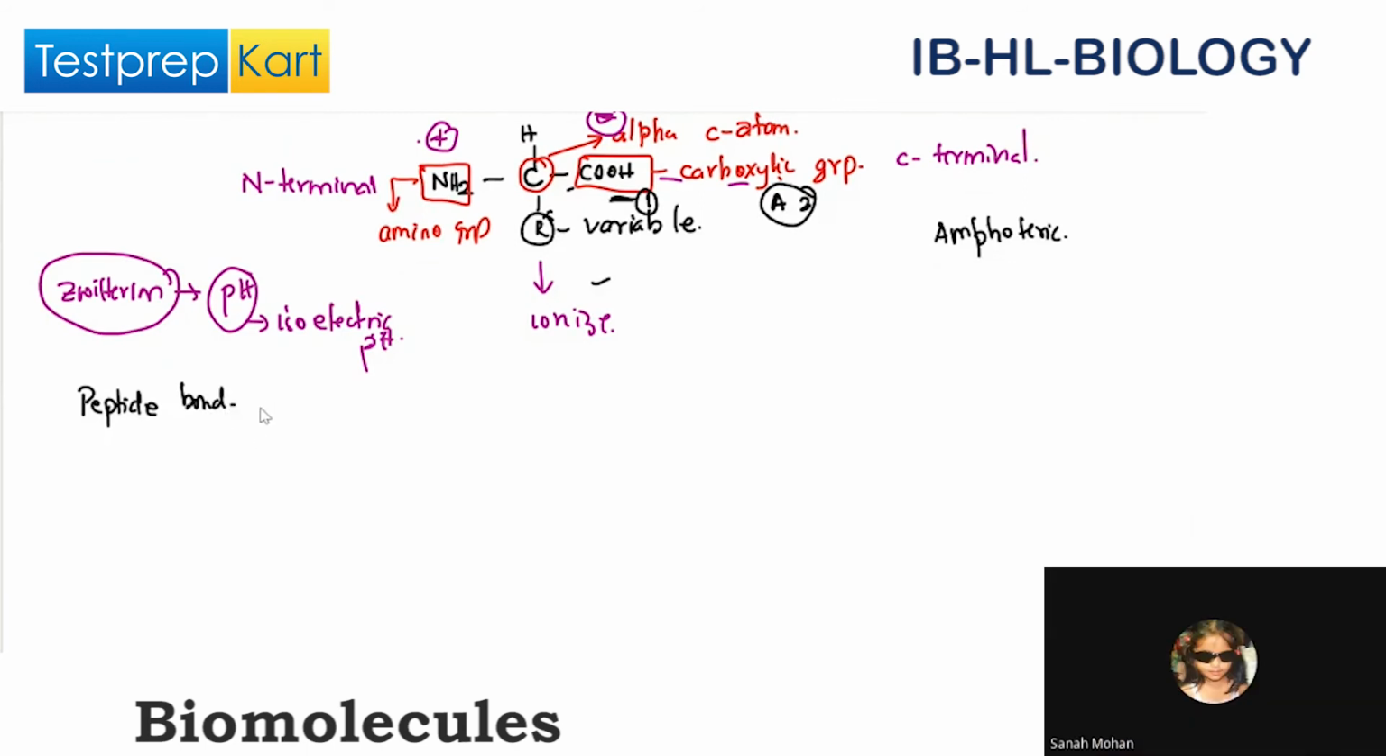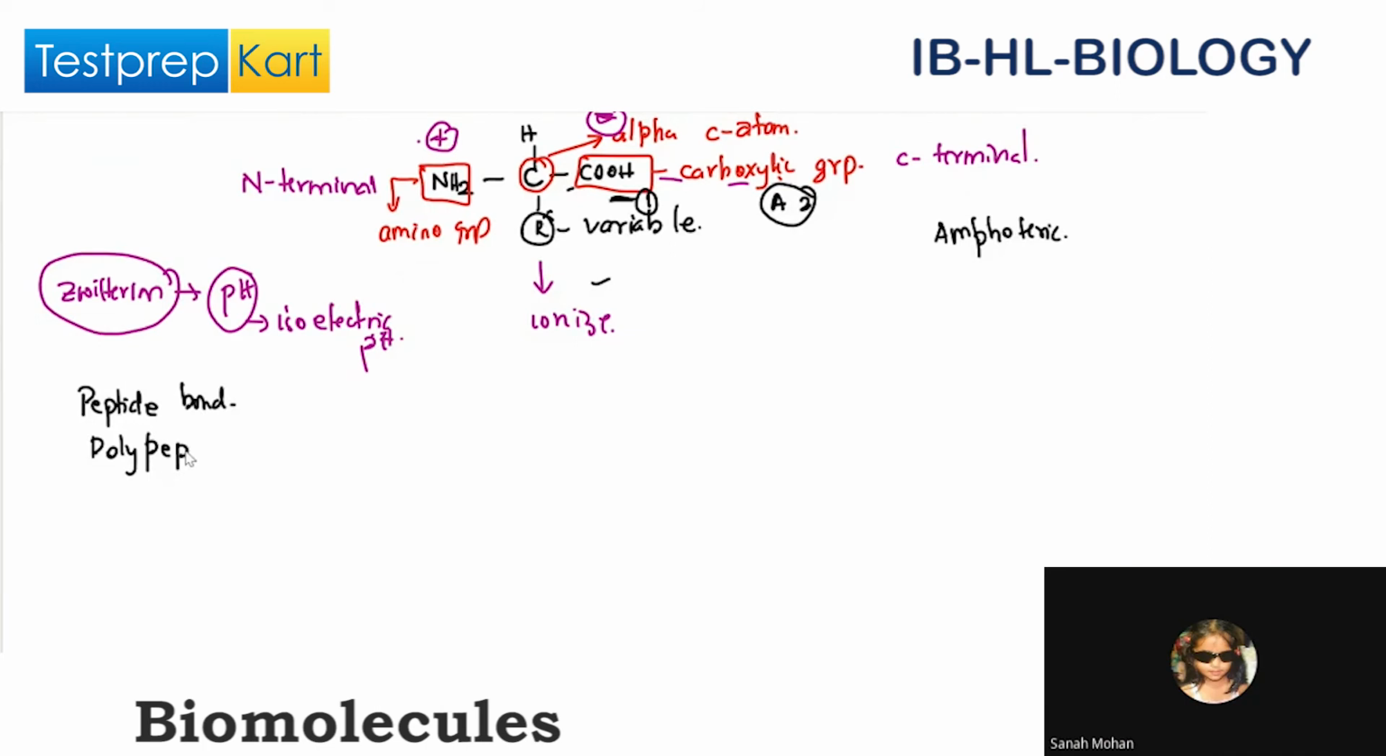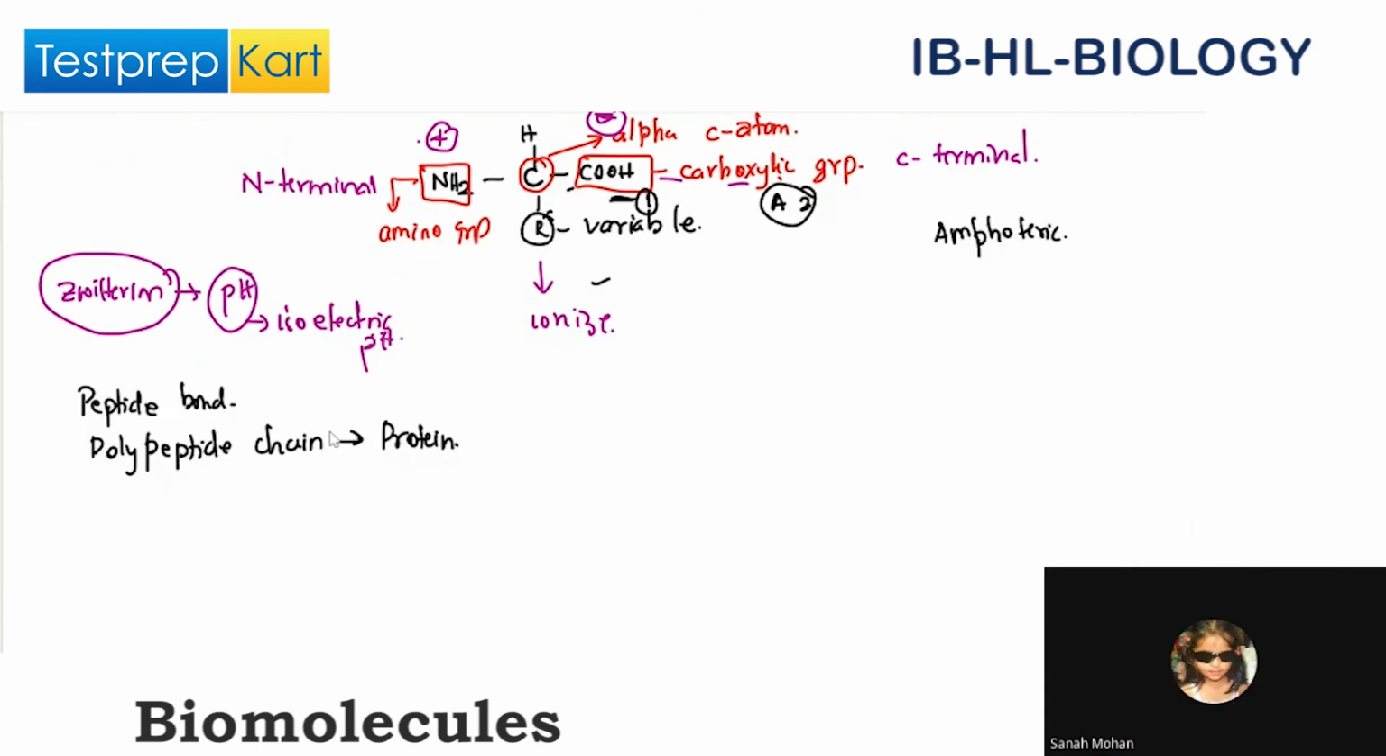Clear on this? Yes. Okay, so many amino acids can join together to form a huge polypeptide chain. And the polypeptide chain is none other than our protein. Clear? Okay. Anything till now you have not understood, Sana? No, all clear?